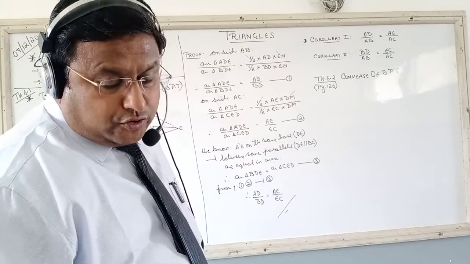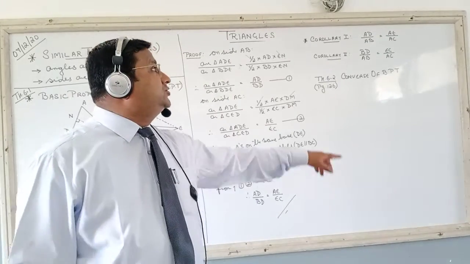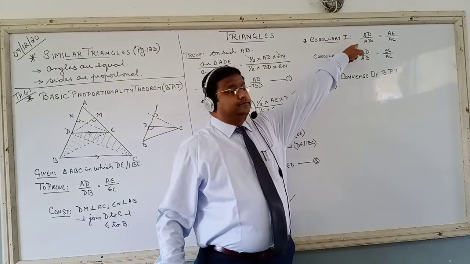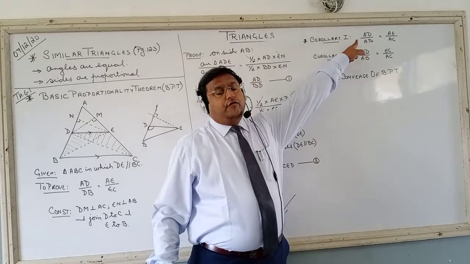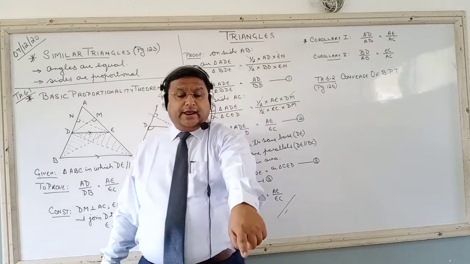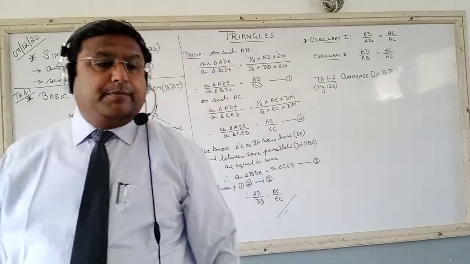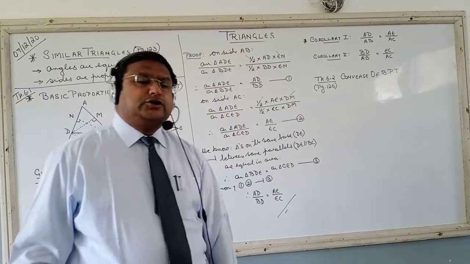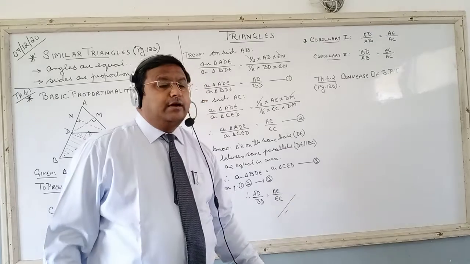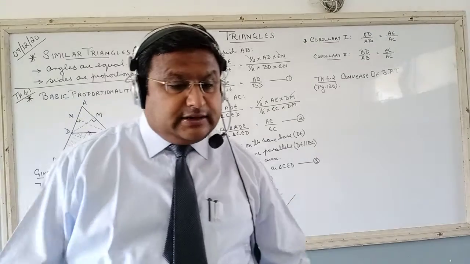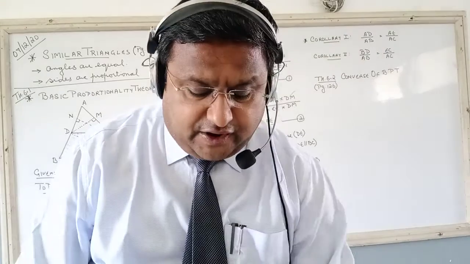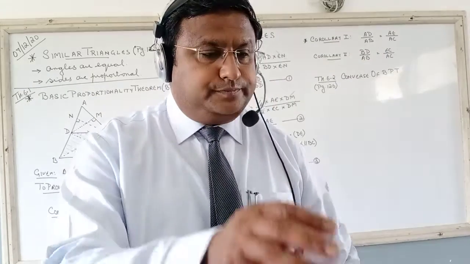In Example number 1, you will find the proof of the first corollary: AD upon AB equals AE upon AC. Alright? So you can do it, it is not tough. We will come down to the exercise. Let us discuss a few questions from the exercise very fast so that you can do them.